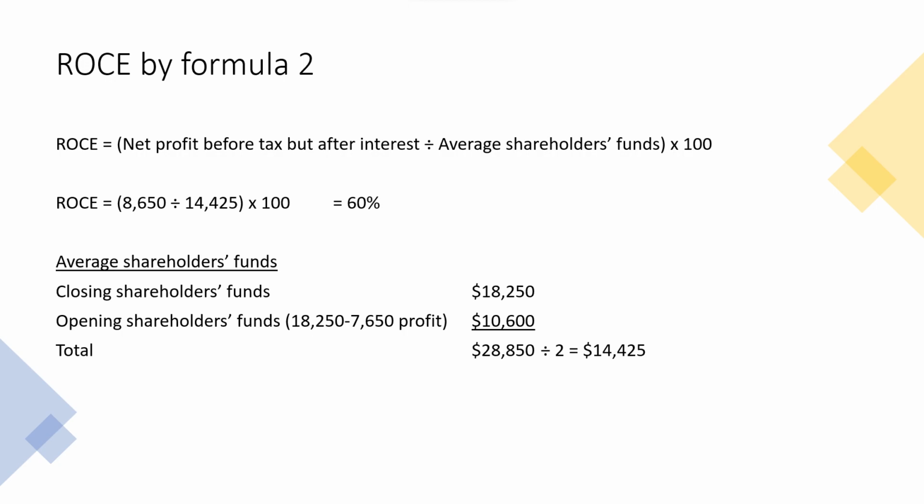How are we going to interpret the ROCE of 60% in this case? It simply tells us that the investment in this company is generating a profit or return of 60 cents for each dollar of investment. This can be compared with other investment opportunities by the shareholders to see if this investment is financially viable or not. If other investments can provide a higher return than 60%, then you may prefer those investments and vice versa.